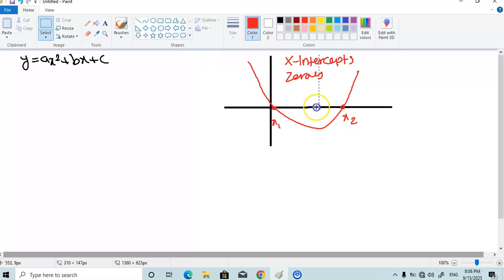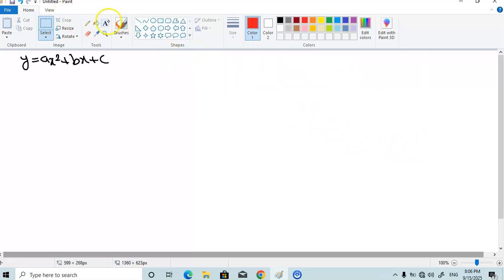So what is the formula? The formula is this: x is equal to negative b plus or minus the square root of b squared minus 4ac, over 2a. You can use this formula to find the x-intercepts or the zeros of the graph. So I'm going to start with an example.